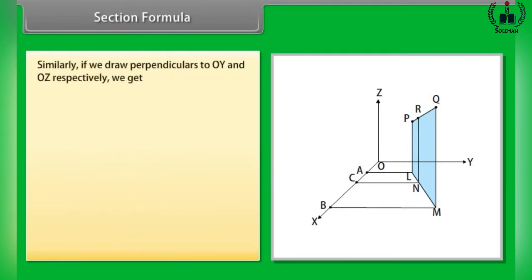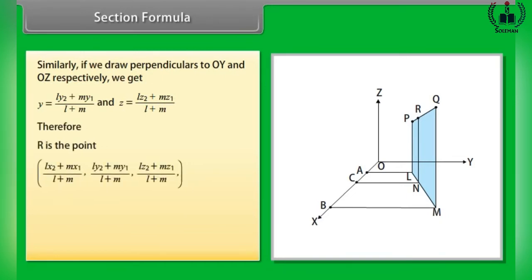Similarly, if we draw perpendiculars to OY and OZ respectively, we get y = (ly2 + my1)/(l + m) and z = (lz2 + mz1)/(l + m). Therefore, R is the point ((lx2 + mx1)/(l + m), (ly2 + my1)/(l + m), (lz2 + mz1)/(l + m)).